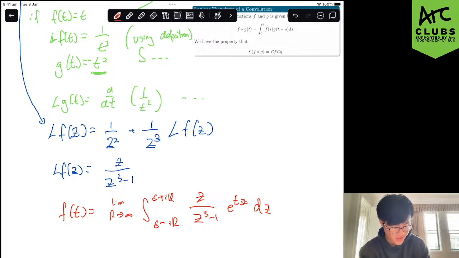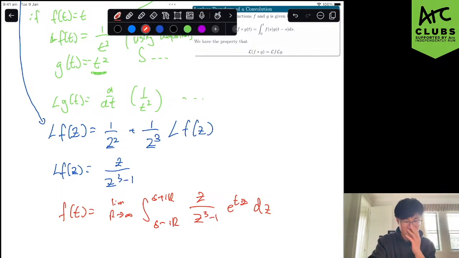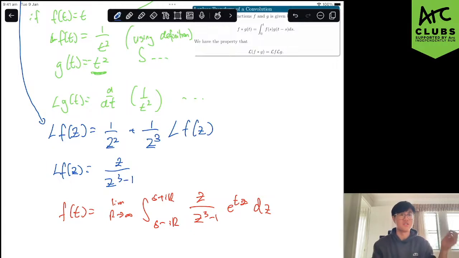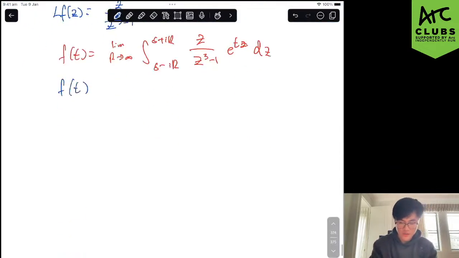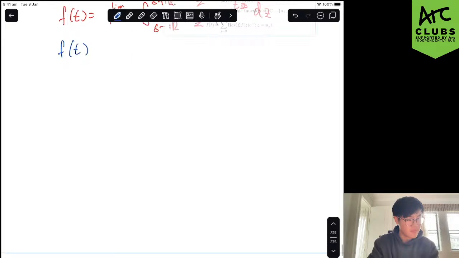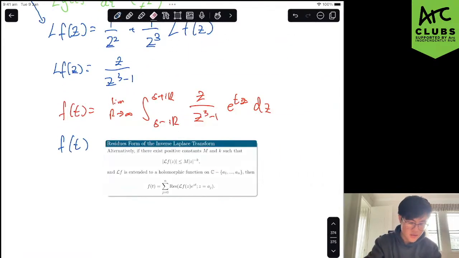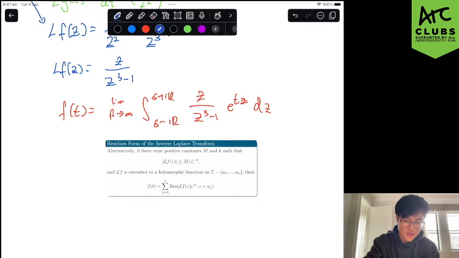We can take a minute to just appreciate that this is a ridiculous integral. Off the top of my head, I'm not sure where to even start. So it would be a lot easier just to use the residue formula. The residue formula is this here. So we just need to find the residues of the Laplace of f multiplied by e to the zt, and you do the sum of all of them to give f of t.